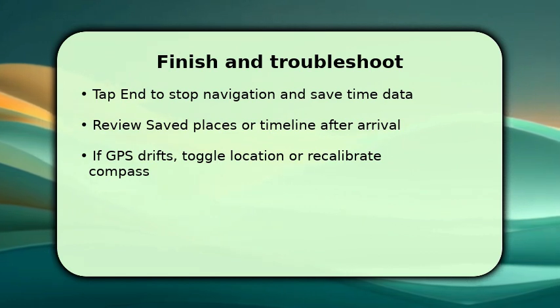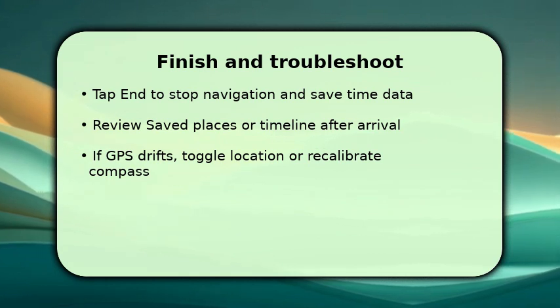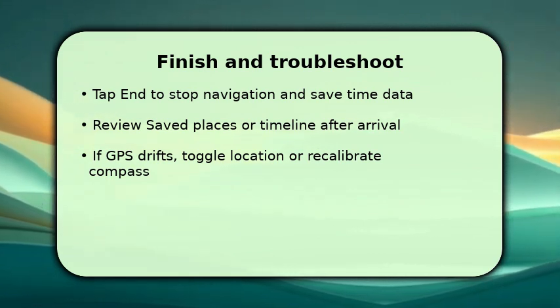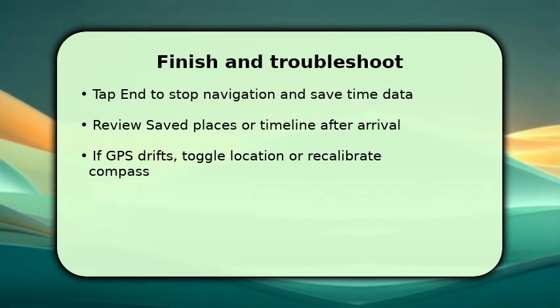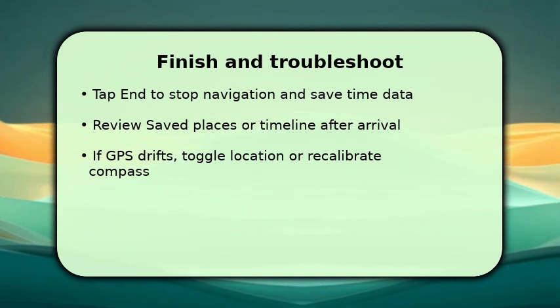If you notice GPS drift or wrong directions, try toggling location services, turning Wi-Fi off and on, or recalibrating your phone's compass by moving it in a figure 8. This usually fixes positional errors and gets guidance accurate again.